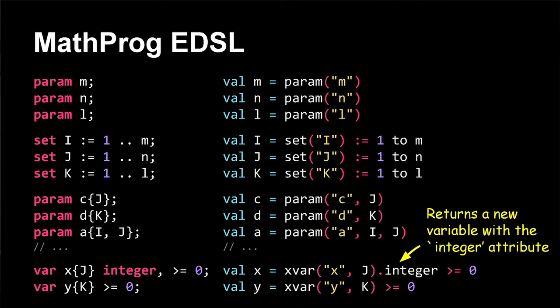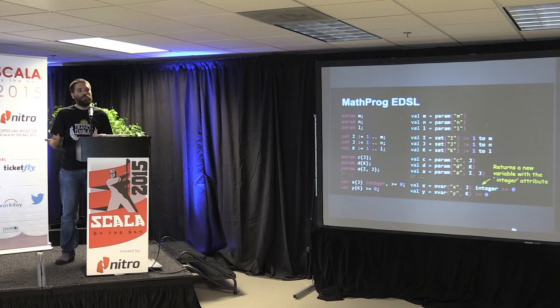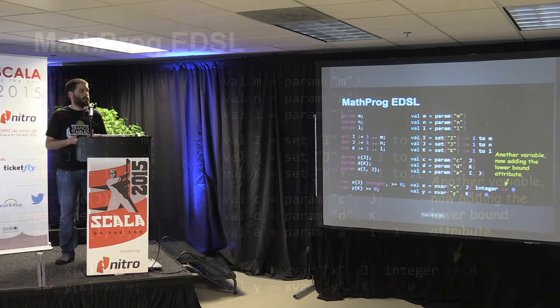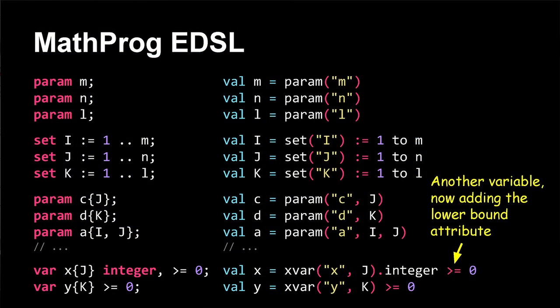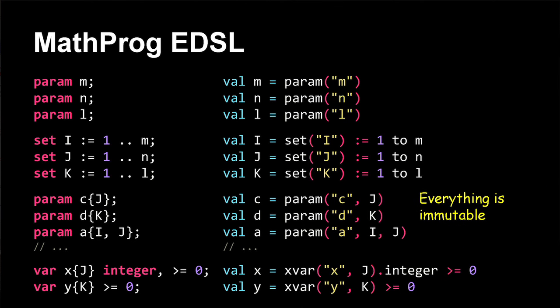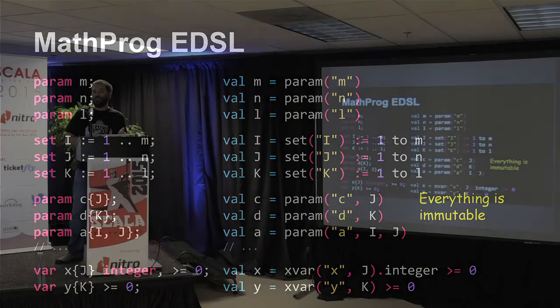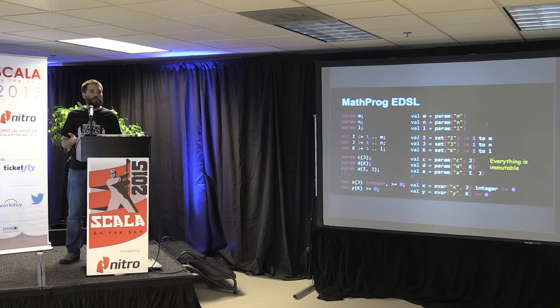Here we have the declaration of the variables. To say that one variable is an integer variable, we just call an integer method, and this will create a new variable with the integer attribute added. In the same way, to specify the lower bound of a variable, we just write greater than or equals some value, and this will create a new declaration of the variable with this lower bound attribute added. So every time we call these methods and operators, we are creating new values. We never modify anything, and this is on purpose, so everything in the EDSL can be immutable.